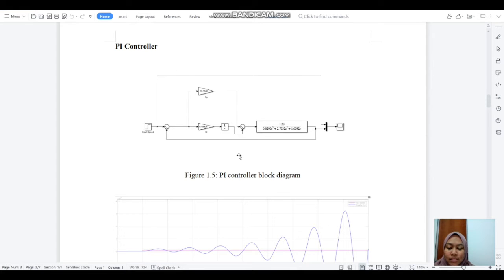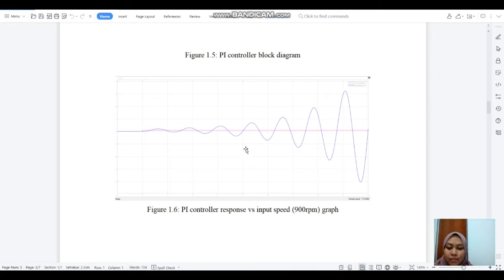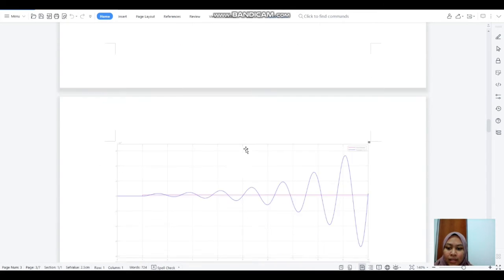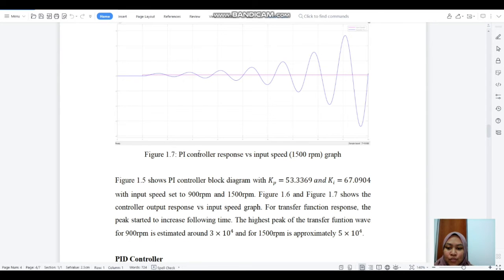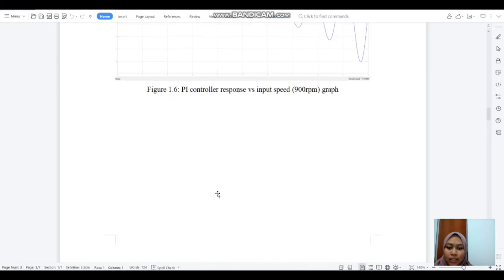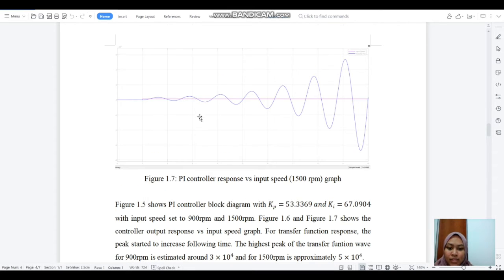Next is the PI controller. This is the PI controller block diagram, which has input speed, sum, gain Kp, Ki, integrator, sum, transfer function, mux, and scope. So this is the PI controller response versus input speed for the 900 RPM graph. And this is the PI controller response versus input speed for the 1500 RPM graph. So figure 1.5 shows the PI controller block diagram with Kp equal to 53.3369 and Ki equal to 67.0904 with input speed set to 900 RPM and 1500 RPM. Figures 1.6 and 1.7 show the controller output response versus input speed graph. For the transfer function response, the peak started to increase following the time.